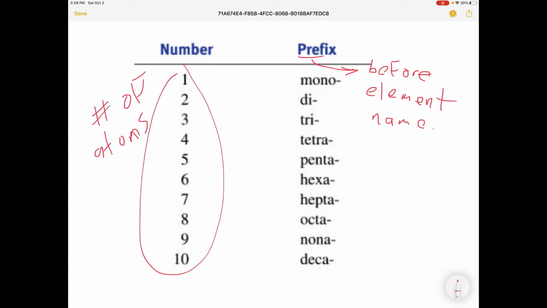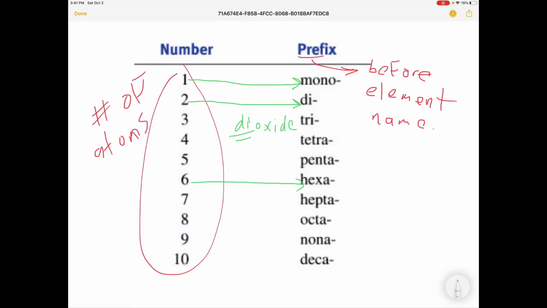The way this works is, if in your compound you have one oxygen, you're going to put mono in front of the oxygen. If you have two oxygens in your compound, you're going to put di, and this would become dioxide. The di tells us that it has two. If, for example, you have six, then you're going to put hexa in front.